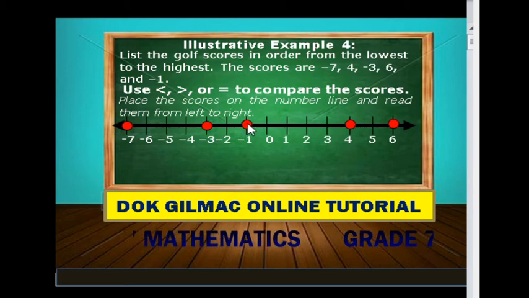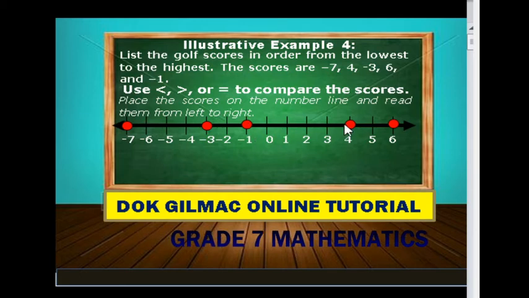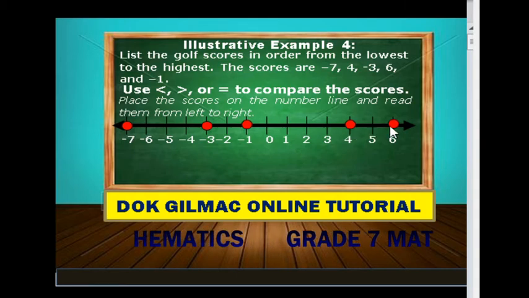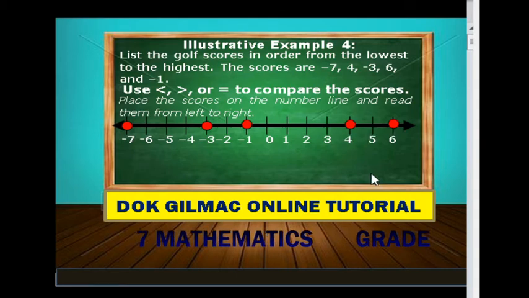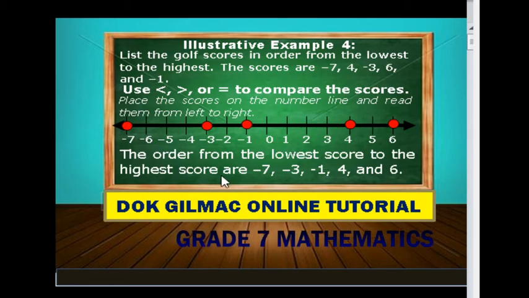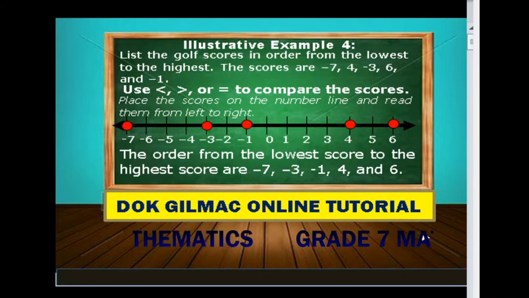Again, negative 1 is to the left of 4, so therefore, negative 1 is less than 4. Lastly, 4 is to the left of 6, so 4 is less than 6. So, the order from the lowest score to the highest score is negative 7, negative 3, negative 1, 4, and 6.